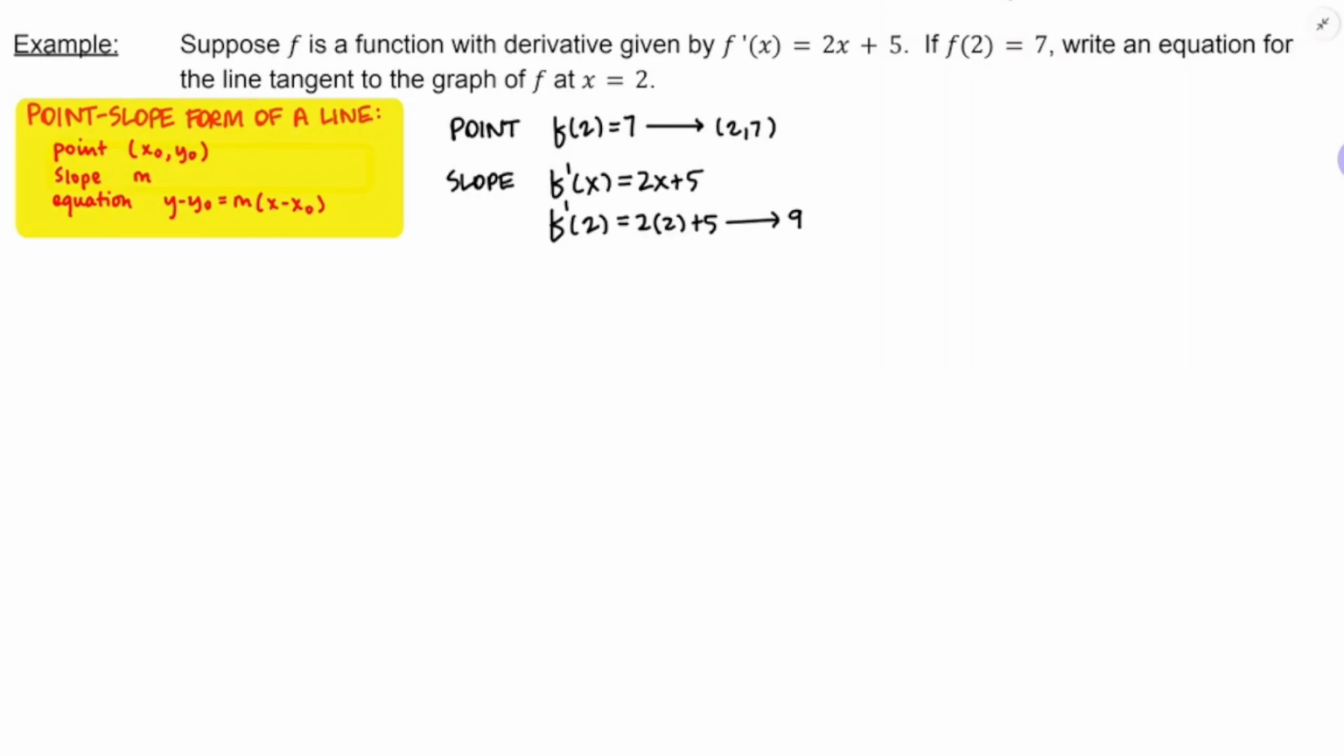And if I've got a point and a slope, I'm ready to write an equation. So it's going to be y minus the y coordinate of the point I know, so y minus 7, is equal to the slope, which was 9, multiplied by x minus the x coordinate of the point I know on the line, which was 2. And there we go. We've written our first tangent line equation, and now we're really rolling on the calculus.